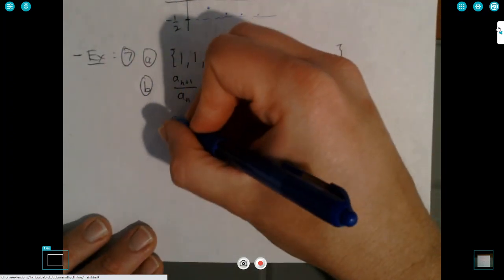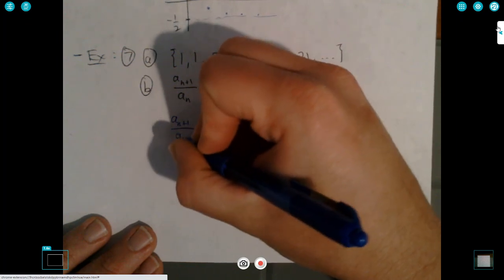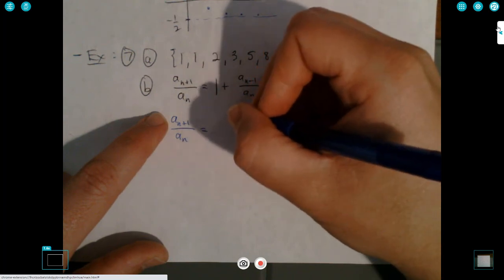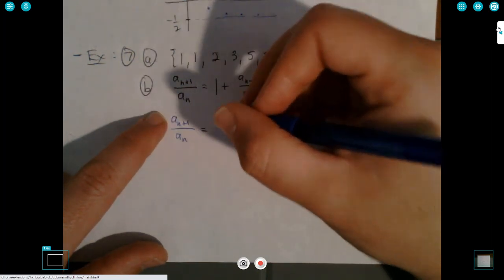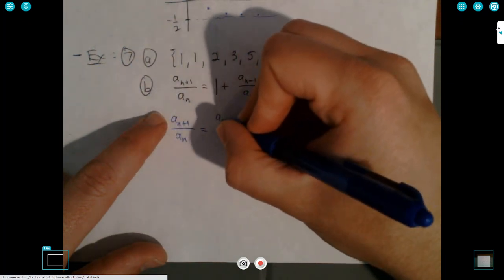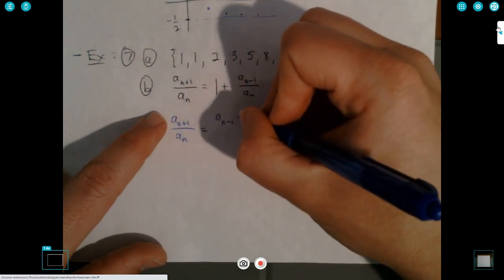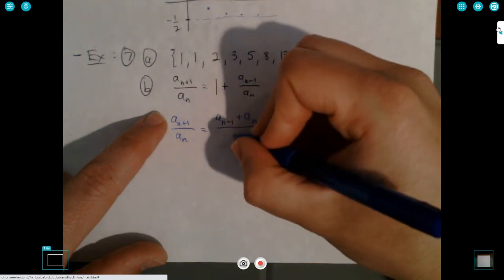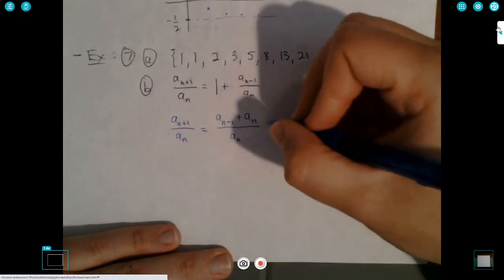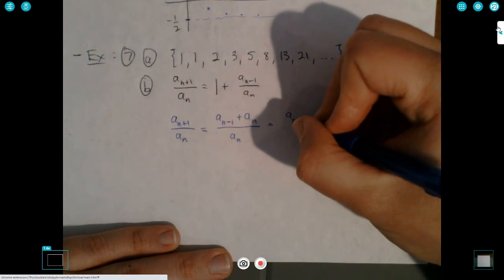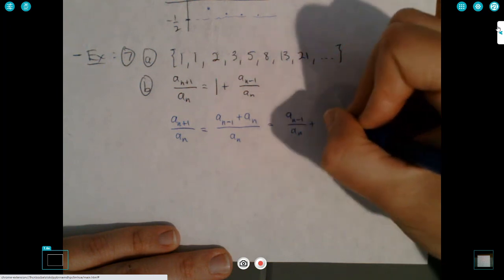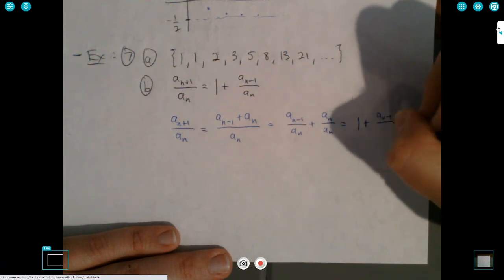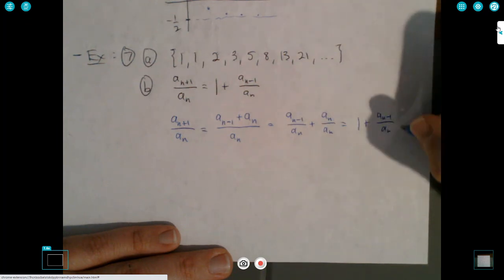But let's see. I know that a sub n plus 1 is the sum of the two terms that precede it, so it's going to be a_n plus a_(n-1). And in fact, I'm going to write that backwards: a_(n-1) plus a_n. And then I think that's it, because this is now a_(n-1) over a_n plus a_n over a_n, which is just 1. So that's 1 plus a_(n-1) over a_n, just switching the order of the addition. But that's that.